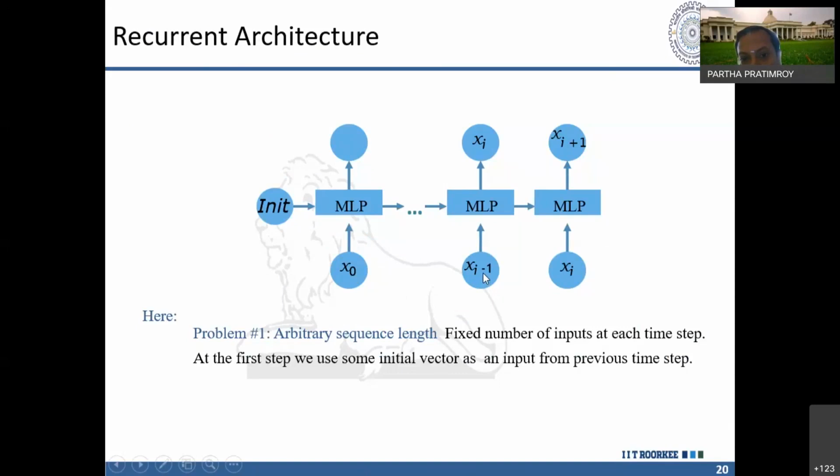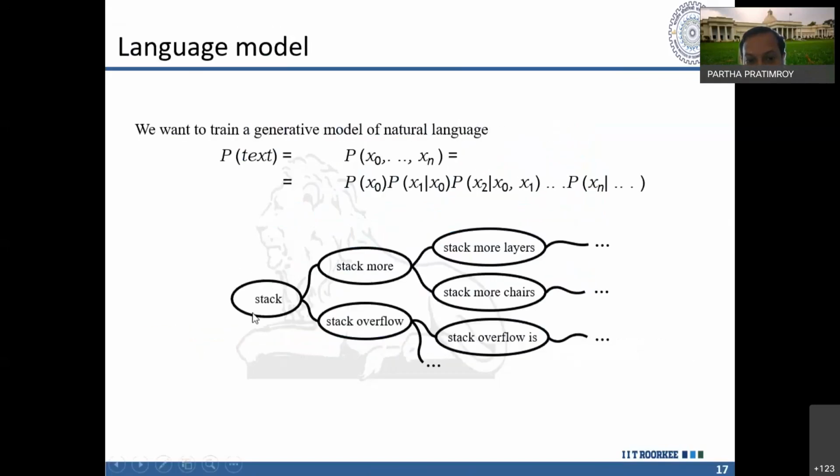And if we use "more", then "more" will be considered in this multi-layer perceptron. It will give you another probability for the next word. So the output of the multi-layer perceptron is considered as input to another multi-layer perceptron, and it is giving you the next word possibilities.